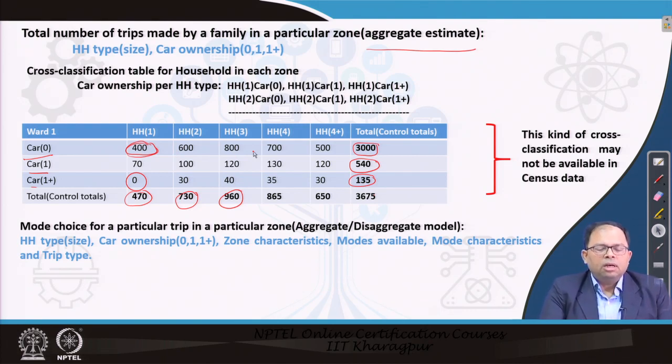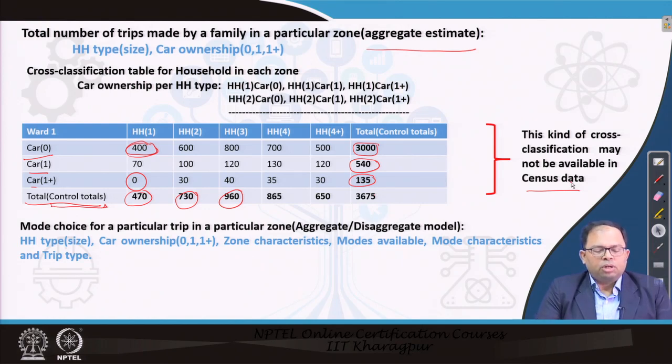So, this is called a cross classification table, and if we see the totals of each household type, these are called control totals, because it is through these that we can control the total number, the distribution of households in that entire zone, or distribution of households with different car sizes in the entire zone. So, these are called the control totals, and this kind of cross classification may not be available in census data, which we have already discussed.